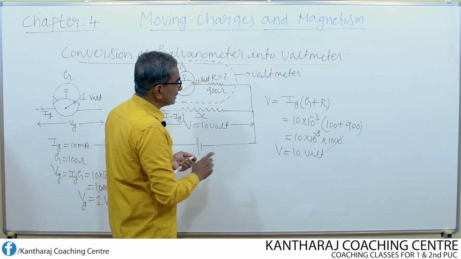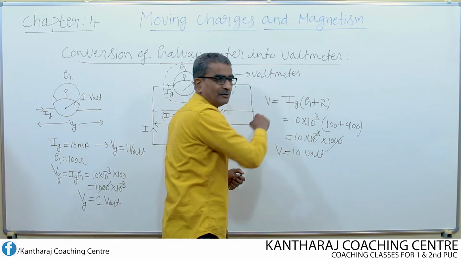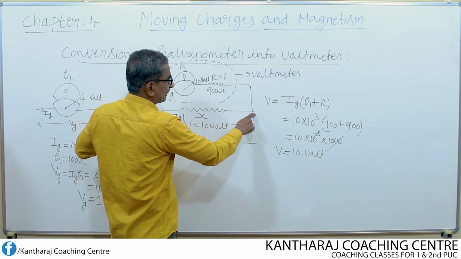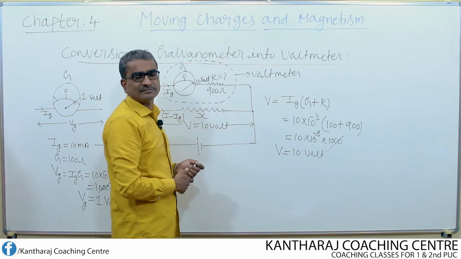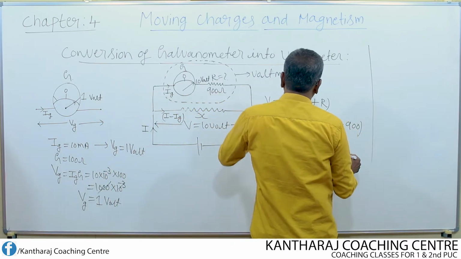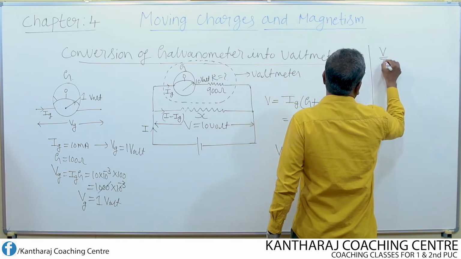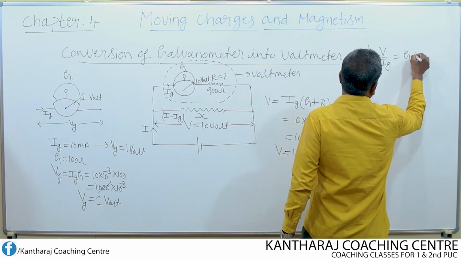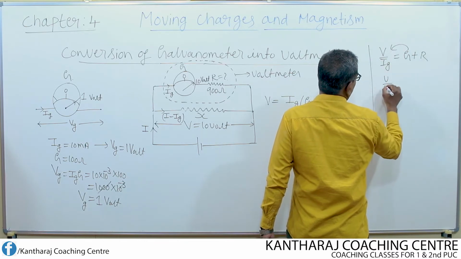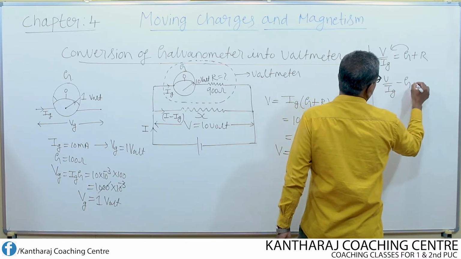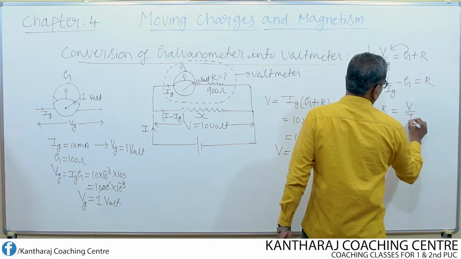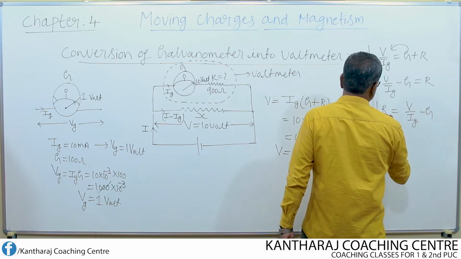We can calculate that in general by making use of this equation itself, because the potential difference across the voltmeter is equal to the potential difference across the resistance, which is the same. So now cross multiply this. If I cross multiply, what do I get? V over Ig equal to G plus R. Then shift this G to this side. Then V over Ig minus G equal to R. That means the value of the resistance to be connected is V over Ig minus G.